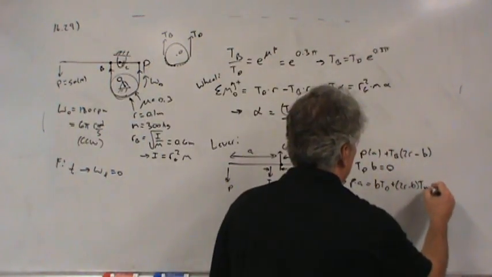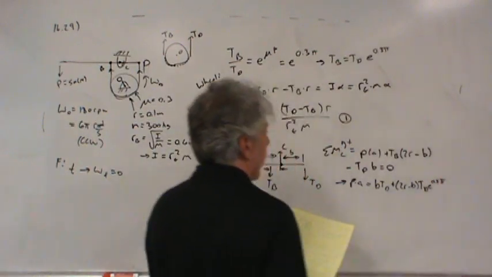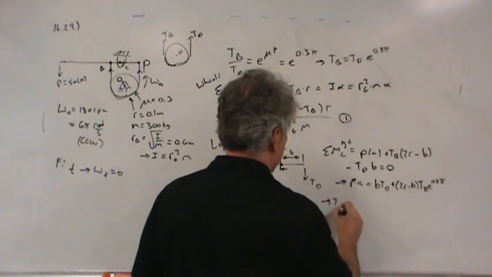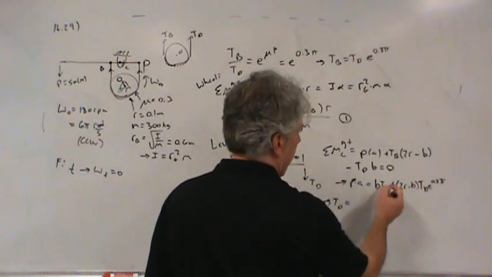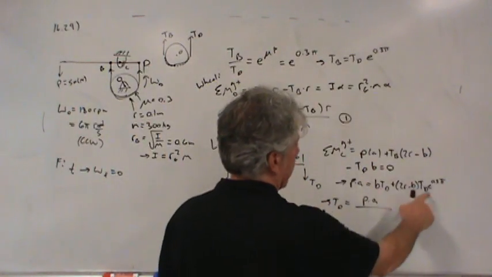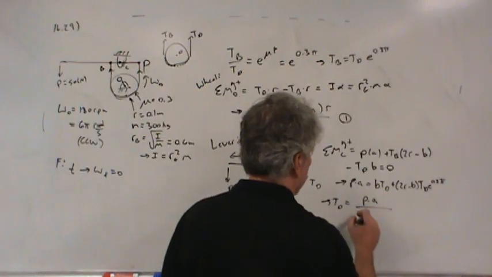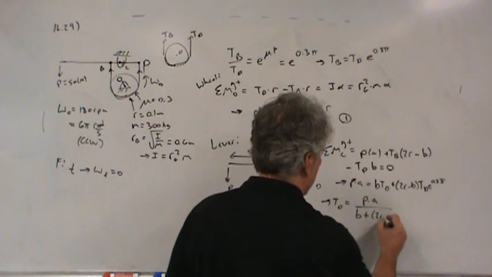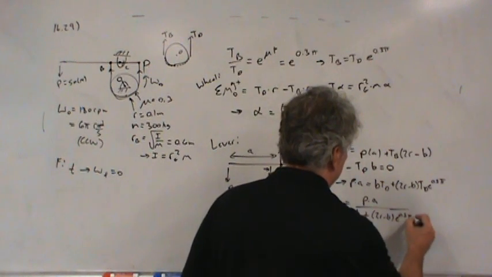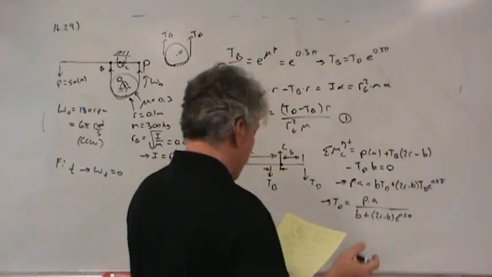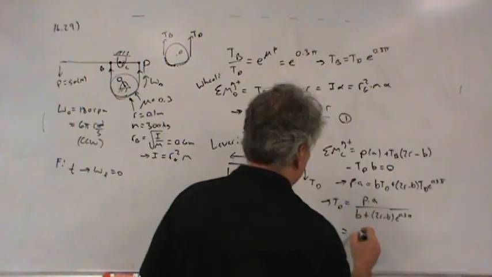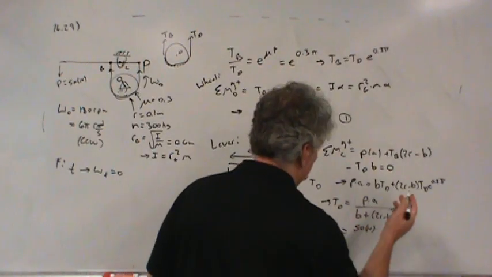So TD e to the 0.3 pi. Okay? And so now from this we can solve for TD, because notice TD is a common factor now. It would simply be P times A divided by the sum of the multipliers on TD. So B plus 2R minus B times e to the 0.3 pi. Okay. Of course, we know what these dimensions are. For example, P is 50 newtons, that's the force.